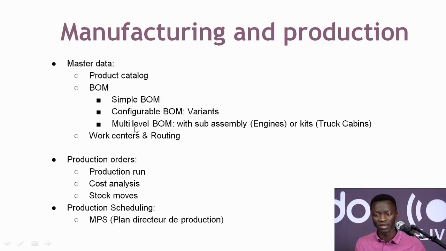We will also see the operations that can be involved during a production order. For example, when you want to produce a batch of 10,000 medicines, you want to see what are the processes or the operations you need to do. For example, I need to mix the ingredients, then I need to dry them, and I need to pack them. These can be taken into account in what we call the routing.